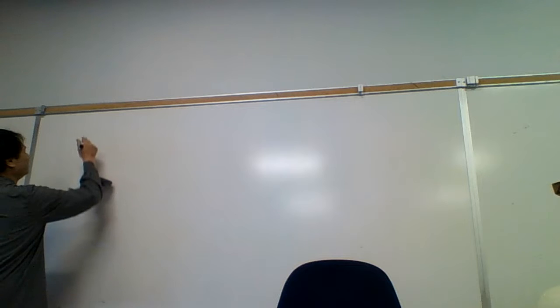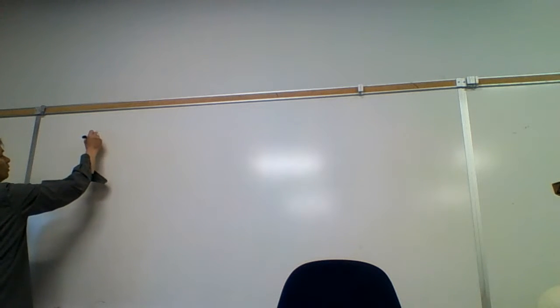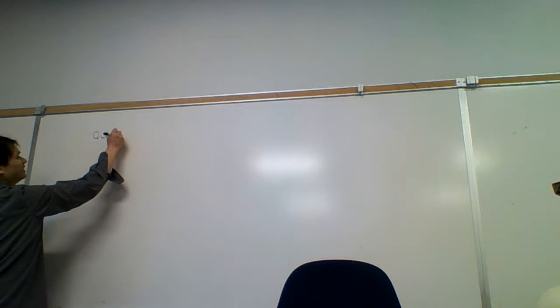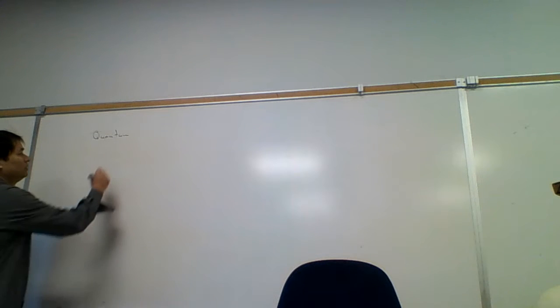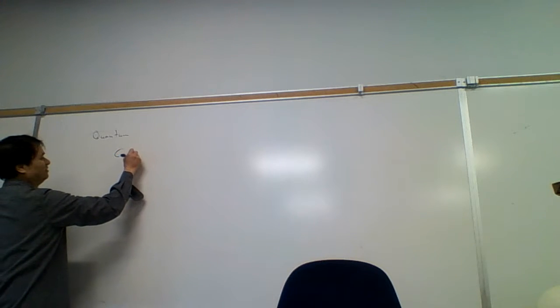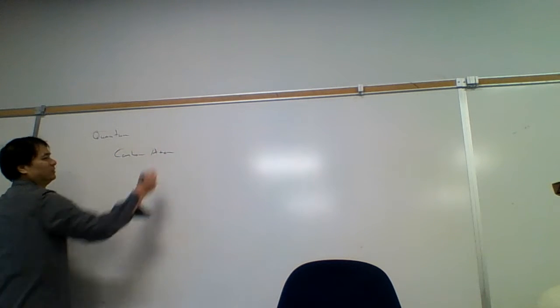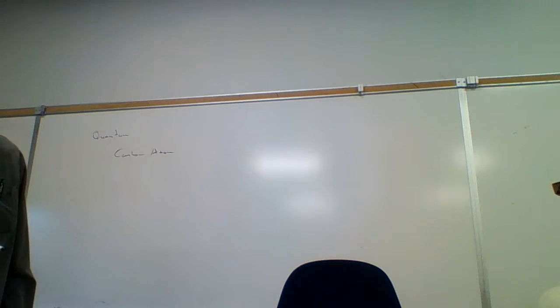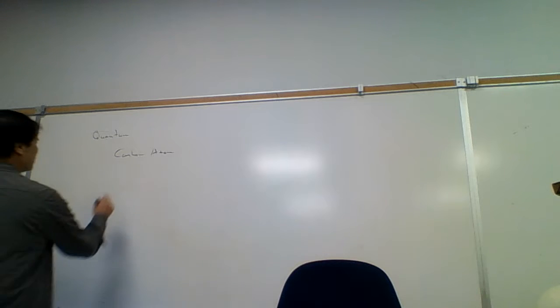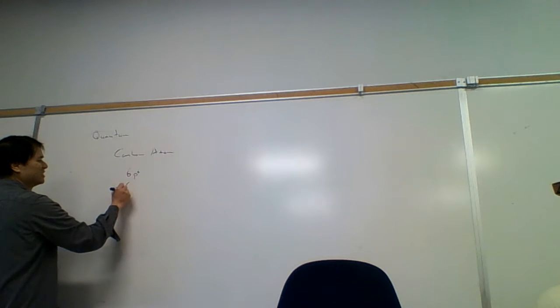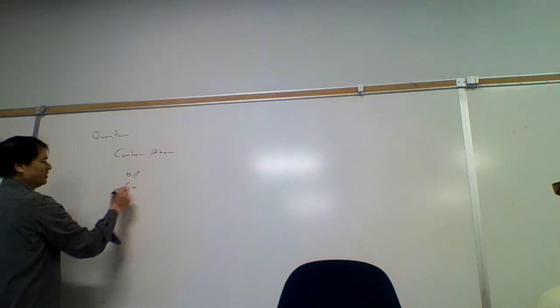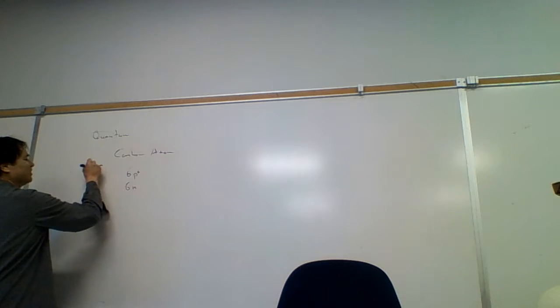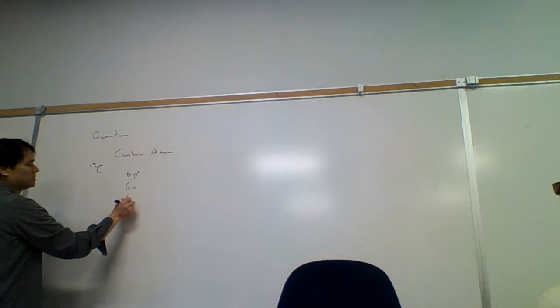At the quantum mechanical model, quantum, if you look at the carbon atom, now the carbon atom has what? It has 6 protons, right? 6 neutrons for carbon 12, and 6 electrons.